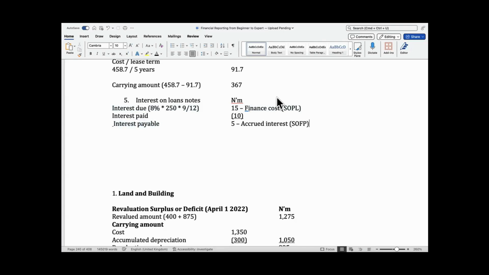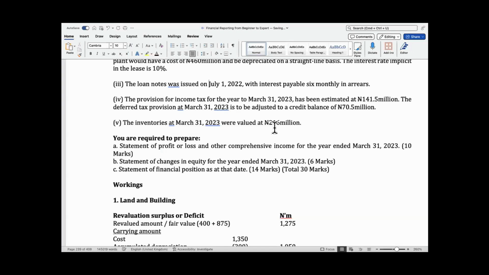Can you explain again why we're operating with 9 months? I thought it's 6 months. Because it was issued in July. I think I mentioned it very clearly. It was issued in July and the year end is in March. So from July to March is 9 months. So the interest due on these loan notes is 9 months interest.